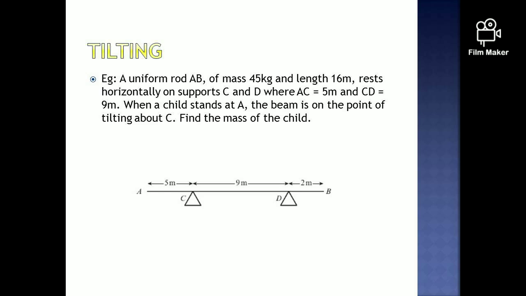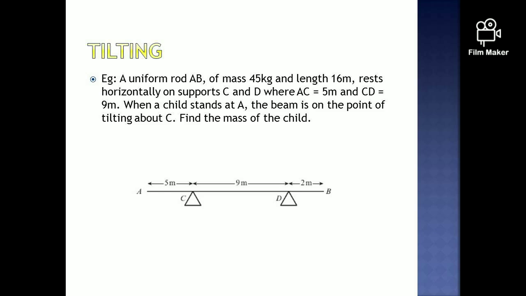The mass is 45. Therefore, the weight is 450. So, in this diagram, you can mark 450 exactly at the midpoint of this rod. That's the first fact we can mark. Horizontally on two supports, it was kept on two supports C and D, where AC is 5 meters and CD is 9 meters. It's shown in the diagram, right?